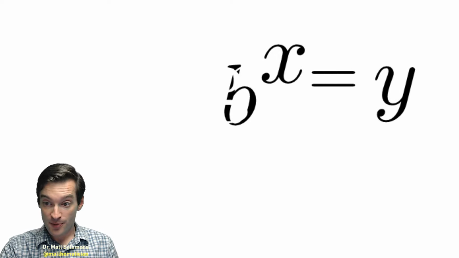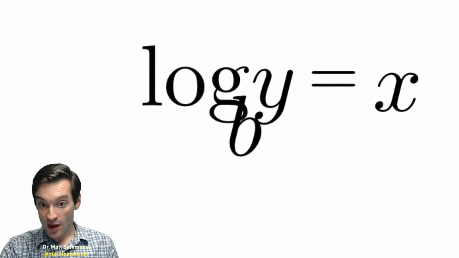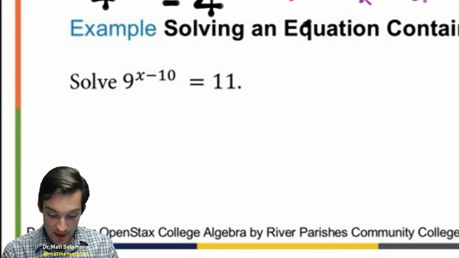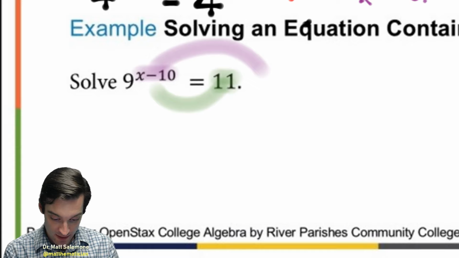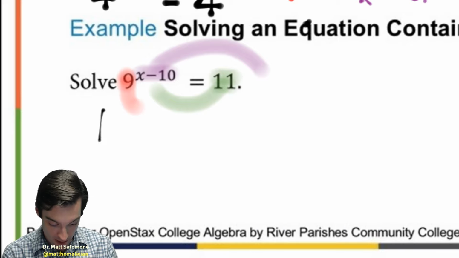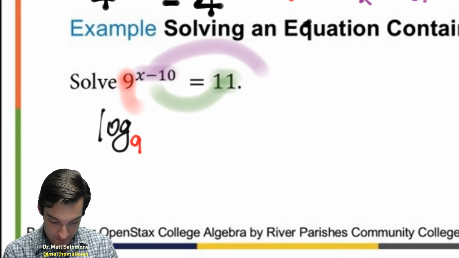So in our example, the base was 9, the exponent was x minus 10, and the power was 11. So that 11 is going to end up inside the log, that x minus 10 is going to end up outside the log, and we're going to have a log base 9. So when I turn this into a logarithmic expression, this x minus 10 is going to go over here, that 11 is going to come over here, and that 9 is going to turn into a base 9 log. So here is what we end up with. We get the base 9 logarithm of 11 is equal to x minus 10.